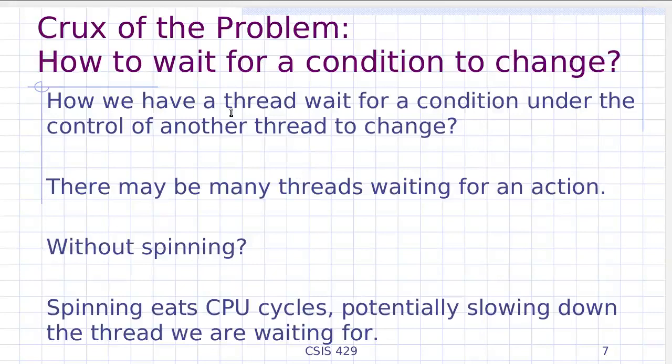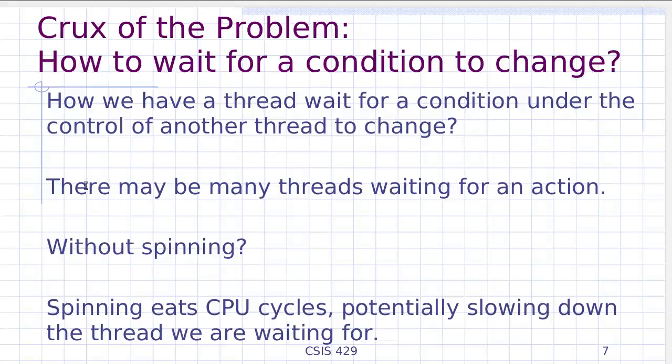So here's the crux of the problem. How do we wait for a condition to change? In the example that we just looked at, the condition was the variable done becoming 1. So that's the signal. So how can we have a thread wait for this condition? The condition, once again, is the change of the variable done from 0 to 1. This change will happen under the control of some other thread, and in one thread you're waiting, in another thread is what's going to change that variable.